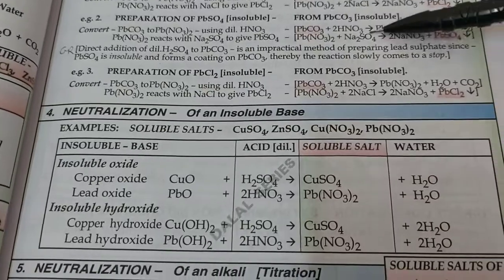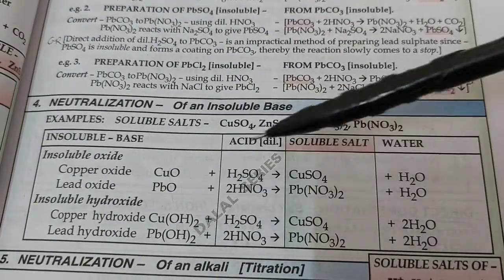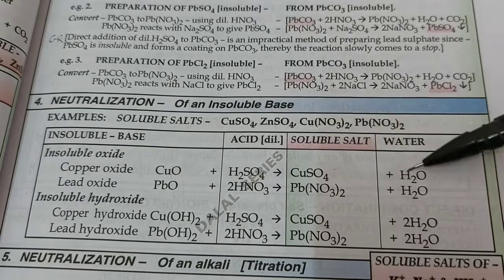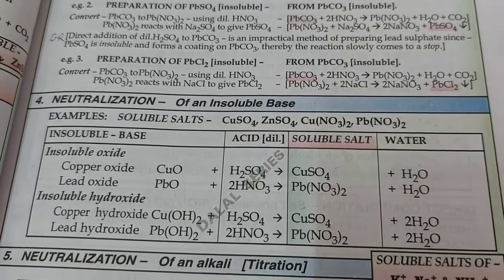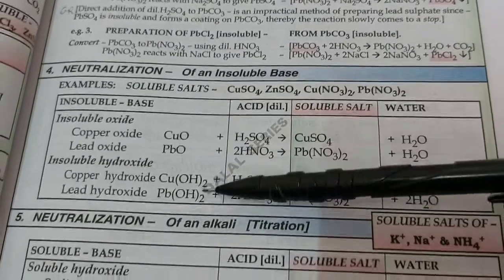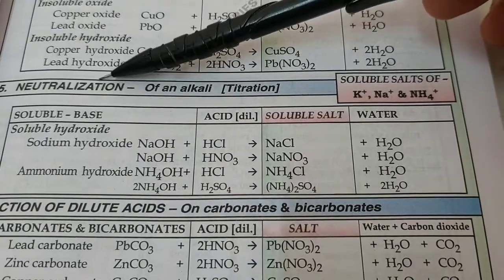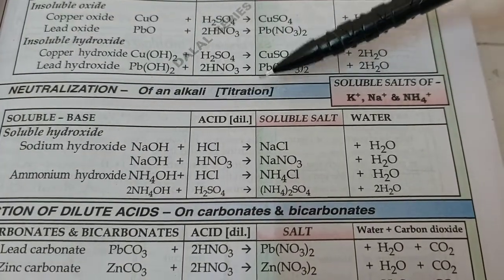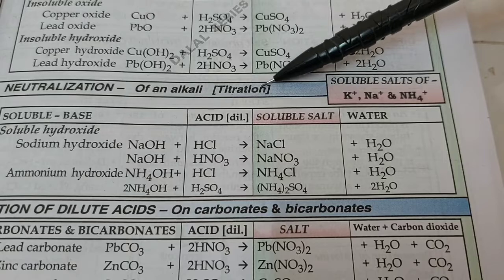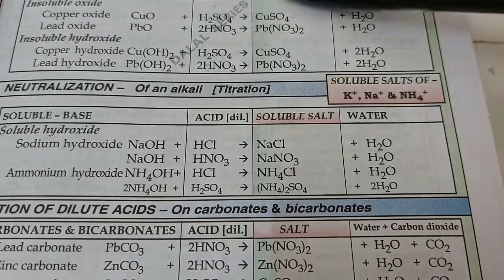Next method is neutralization of an insoluble base. So these are the insoluble bases. You react it with acid to give salt and water only, and the salts are obviously soluble. But what if we start with a soluble base, that is an alkali? In that case, again, we use neutralization reaction, but titration. This should be mentioned in bracket in the answer. This is useful for salts of sodium, potassium, and ammonium because they are soluble.